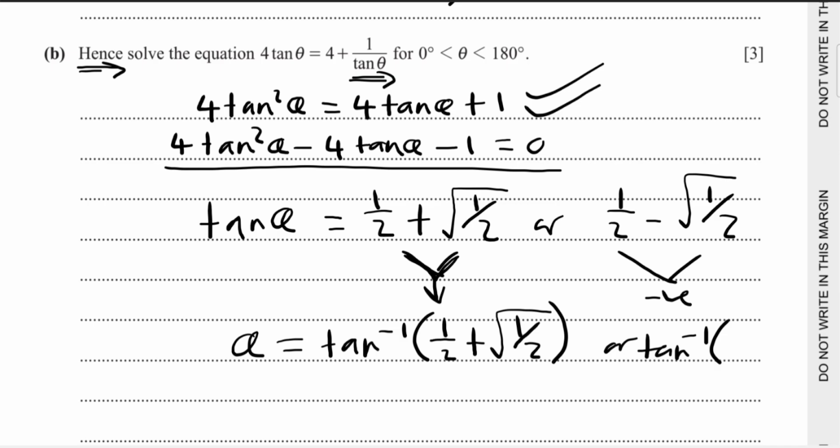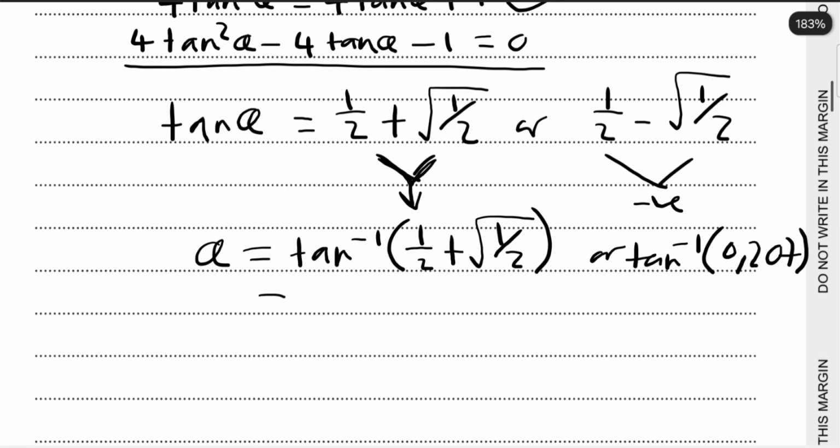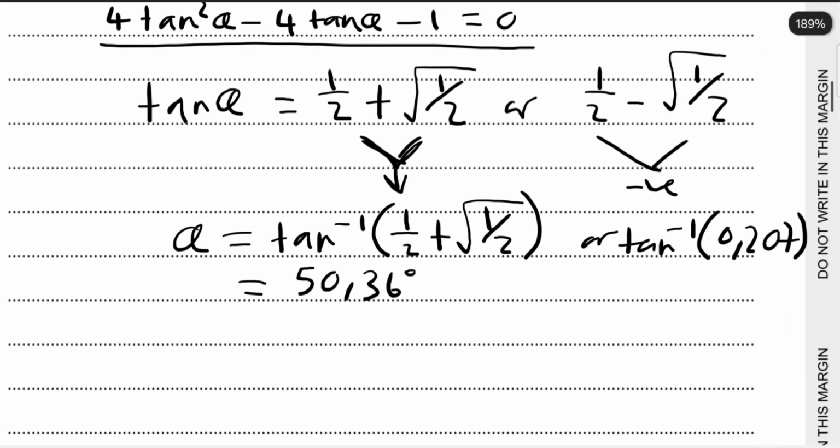So it's minus 0.207. We just write it as a positive 0.207, like that, so that we get the PVs. And punching this in our calculator, we get 50.36 degrees, and punching this we get 11.7 degrees. Now these are our principal values, right?